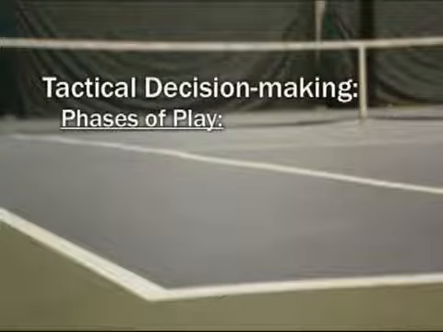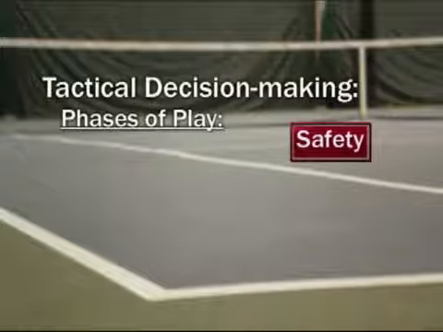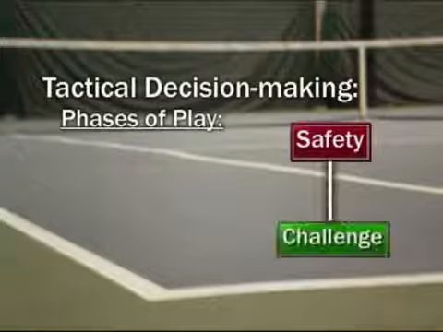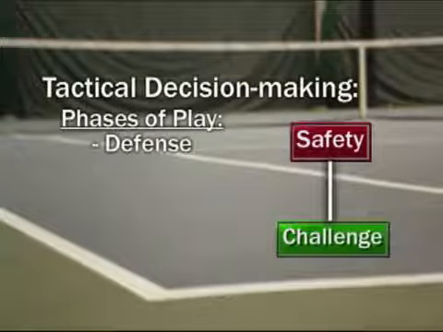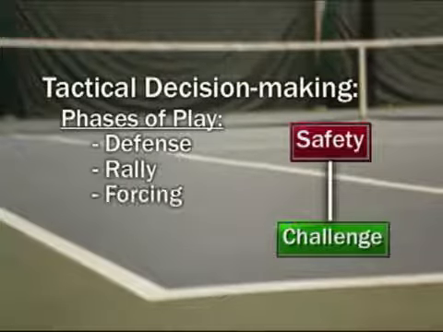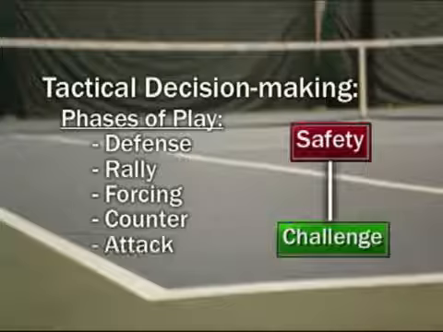A phase of play is the decision a player makes based on the situation they're in and the ball they're receiving. The decision balances the relationship between how much safety and consistency a player takes compared to how much challenge they're going to give to the opponent. Moving from safer to more challenging, the phases include defense, rally, forcing, countering, and attack.